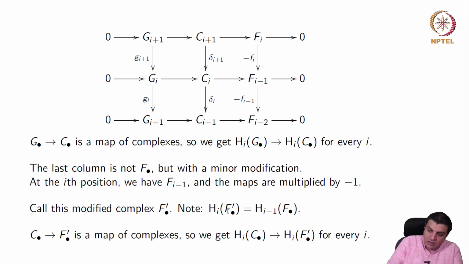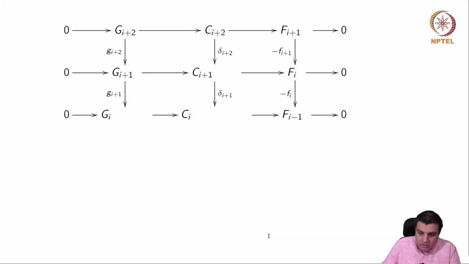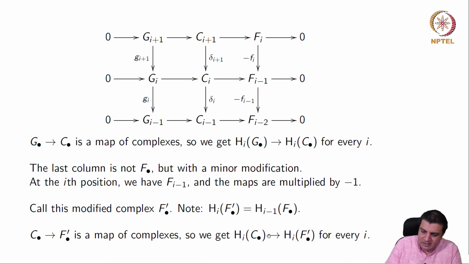Okay. So now C to f prime is a map of complexes, and so we get a map Hi of C to Hi of f prime, but remember that is Hi minus 1 of f for every i. Okay, so then one needs to check. This is just a sort of preliminary discussion.